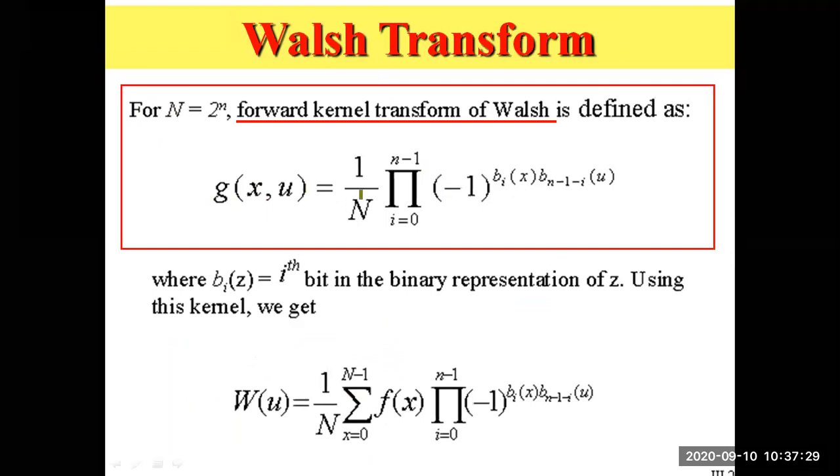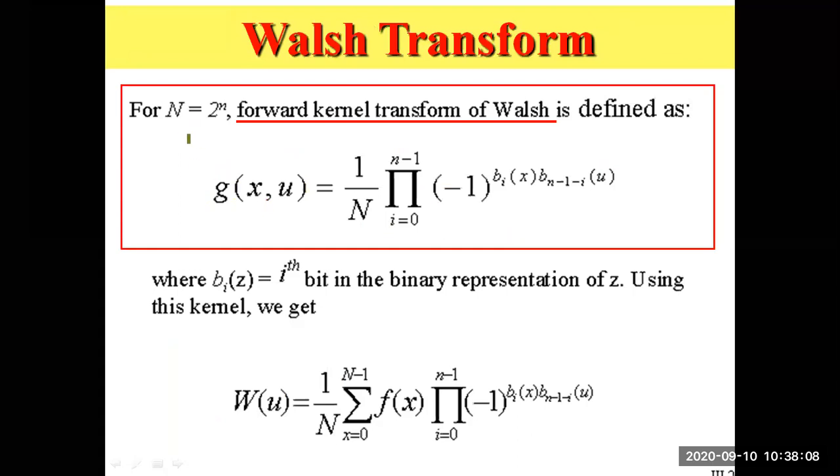Next one is the Walsh transform. The Walsh transform is generally very easy, and by knowing this one formula, you can form the matrix. Actually, the Walsh transform also has a kernel. The same kernel is used for both forward and reverse transforms, and here capital N equals 2 power n. The forward kernel of the Walsh transform is defined like this. Walsh is one of the scientists, and he derived and proposed a formula like this.